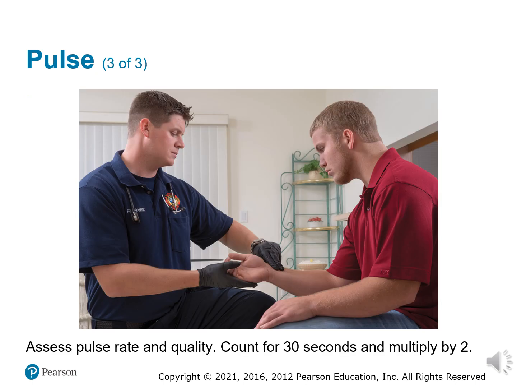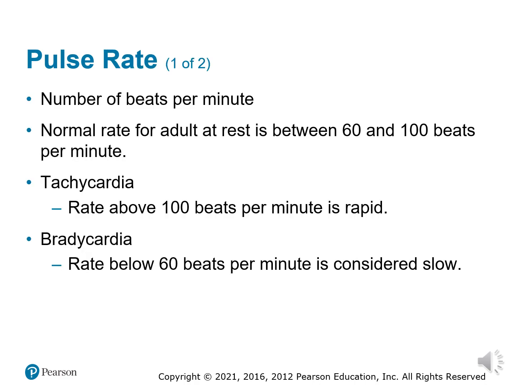Here's what this picture is assessing, the pulse rate and quality. So you want to count for 30 seconds and multiply that by 2, and that's how you will get the heart rate or the pulse rate. The pulse rate is the number of beats per minute. A normal rate for an adult at rest is between 60 and 100 beats per minute. A tachycardic rate is above 100 beats per minute and it's rapid. Or bradycardic, the rate is below 60 beats per minute and it is considered slow.